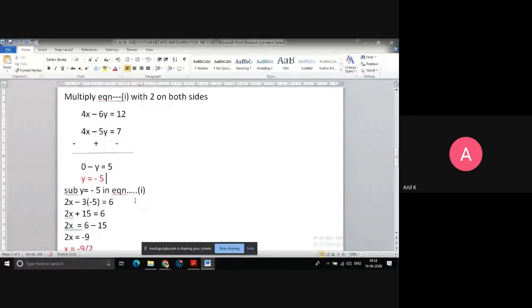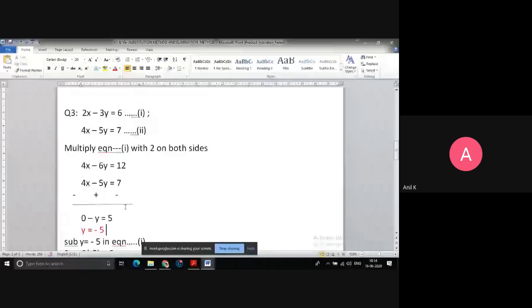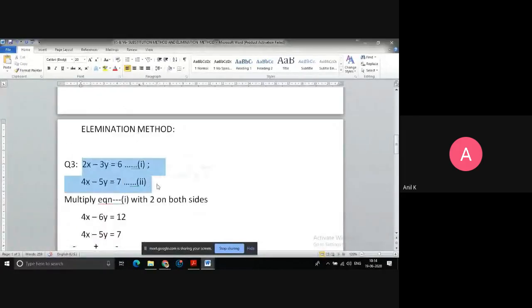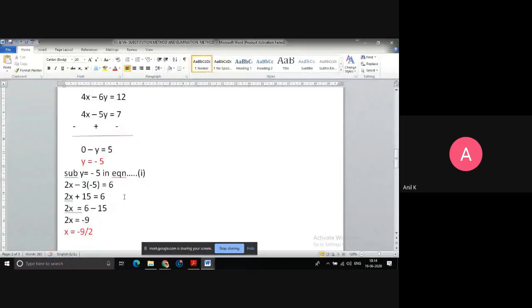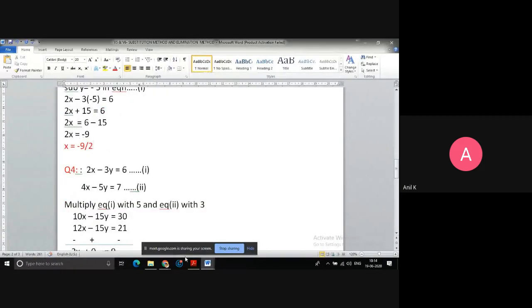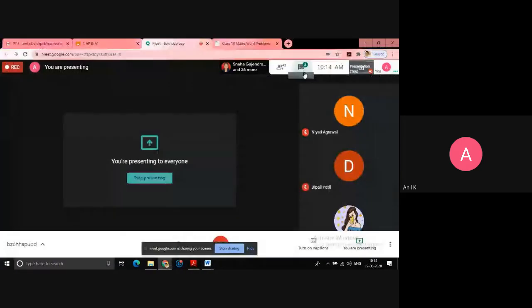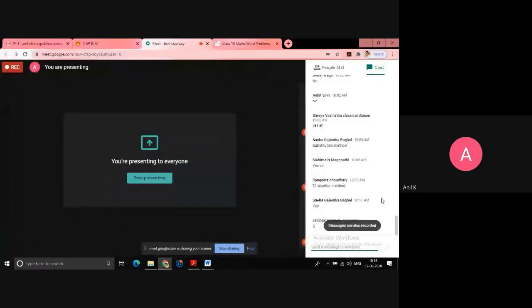Now substitute this y equals minus 5 either in equation 1 or in equation 2. Again, it is your choice. You can choose any of the equations, equation 1 or equation 2, and you will get the answer. Okay, so this is how you get the x value. I think we discussed all three methods: substitution method, elimination method.